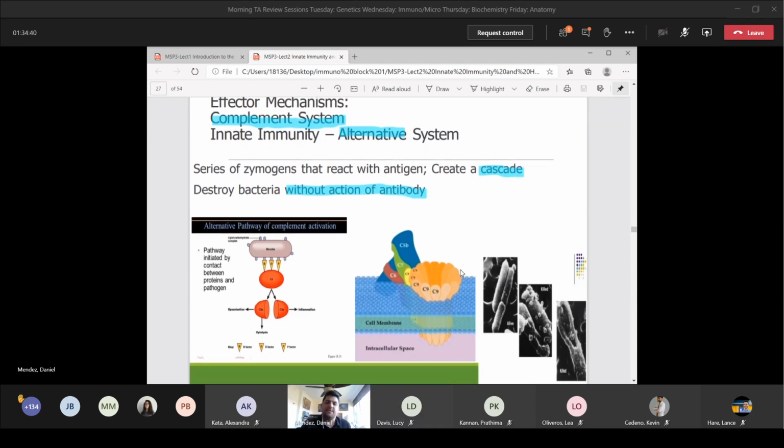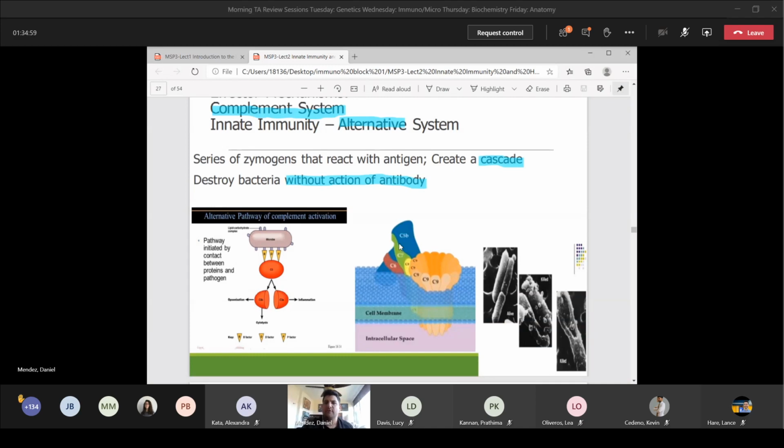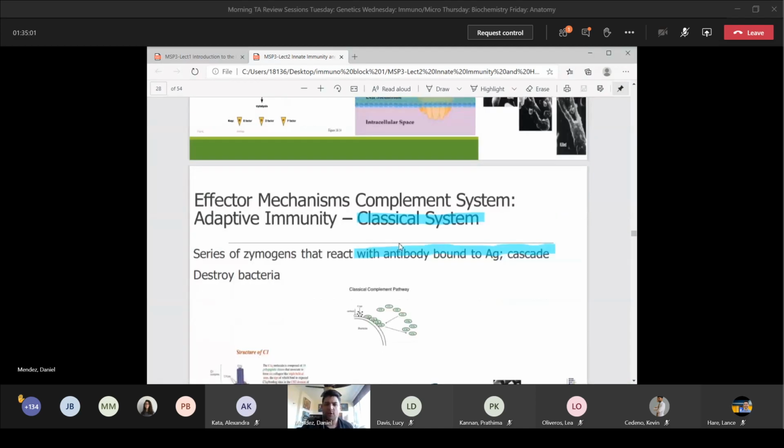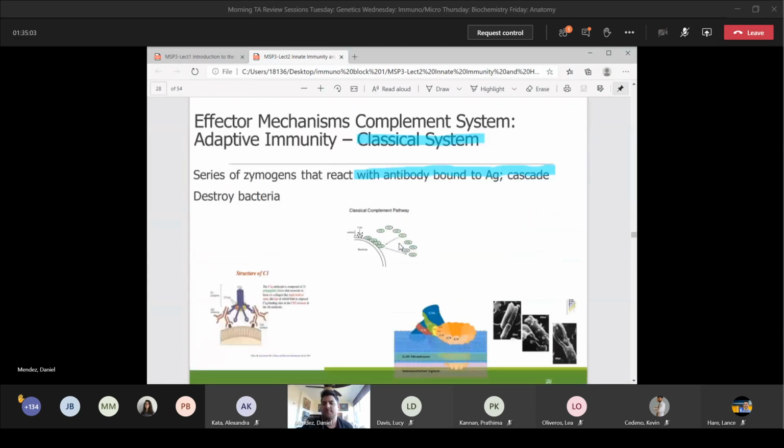So opsonizing is the way it's destroying the pathogens. So the question in the chat, classical system works with opsonized pathogens. So opsonization is just a way that it can actually destroy the pathogen. That's what it's actually, opsonizing is when it's actually putting the hole into the membrane. So both the classical and the alternative actually go through that opsonization process.